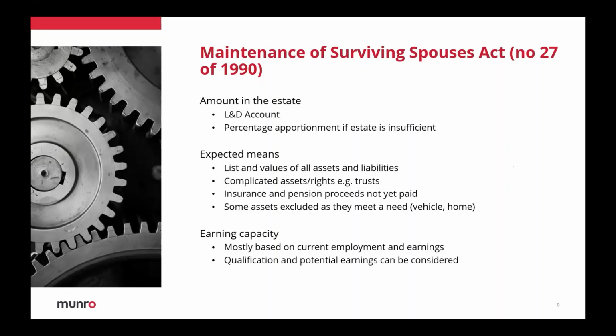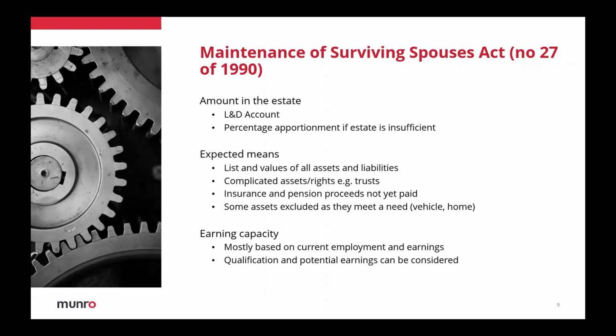And as discussed, the amount in the estate is basically the liquidation and distribution account, which we prefer to be furnished to ourselves if it's available. The expected means: we provide onboarding documentation where we request that all assets and liabilities are listed. We also take consideration of complicated assets or rights, for example, trusts where it's not necessarily predictable how much somebody will benefit from a trust, but then we make assumptions that we deem reasonable.